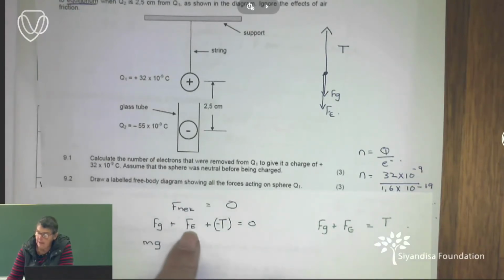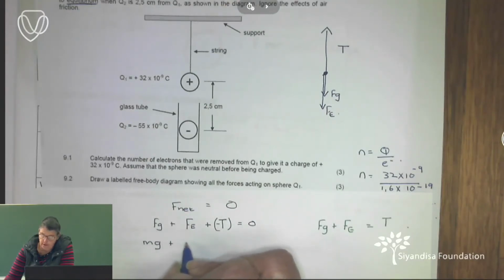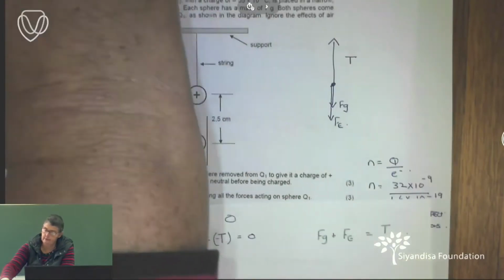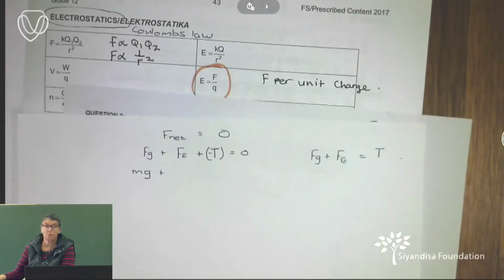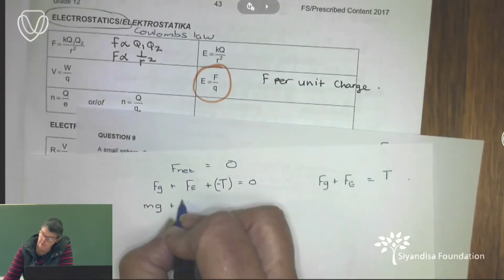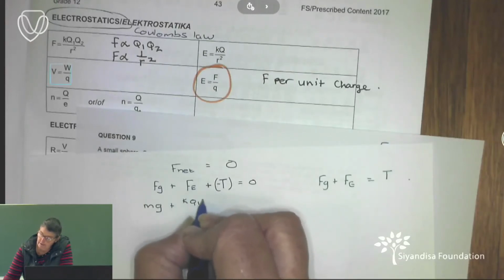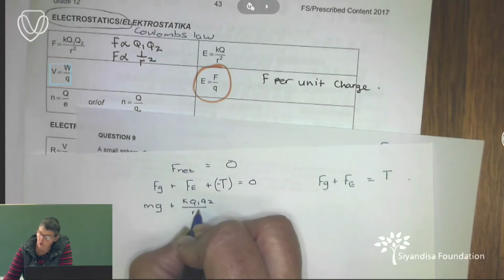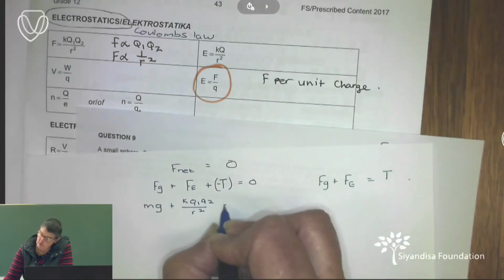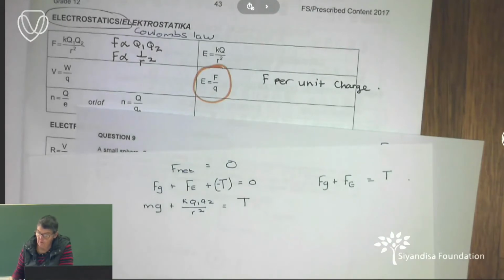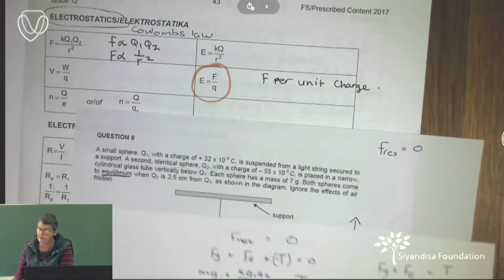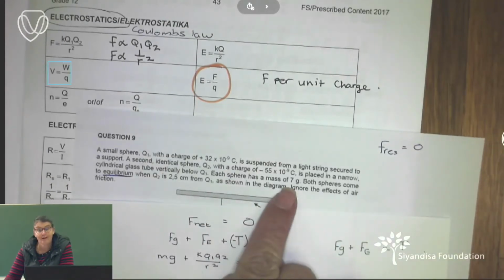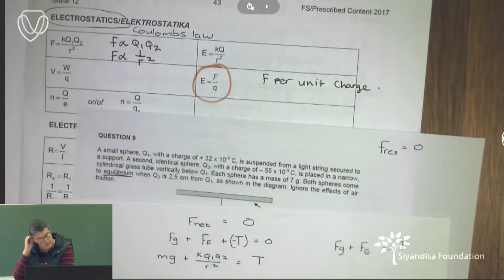Now, to get my electrostatic force, I would have to make use of the formula, right? Because I'm busy with a force here. I'm not busy with an electric field. So that would have given me K Q1 Q2 over R squared, which is equal to my tension. And if I can remember correctly, my question is, what is the tension? So now let us start substituting in. They tell me it's 7 grams. I can't work in grams. I must work in kilograms.